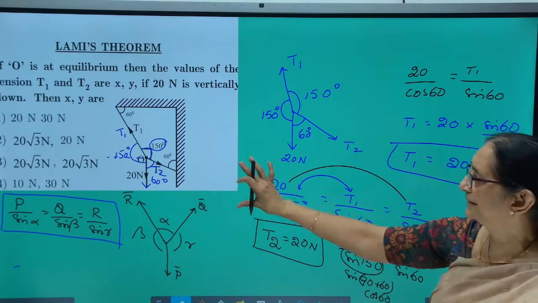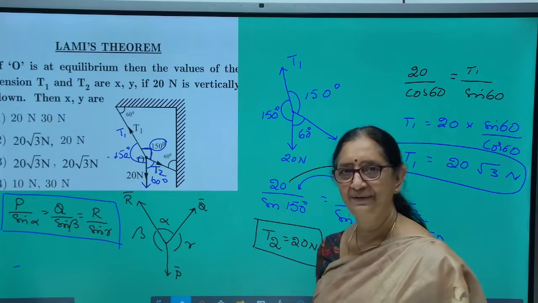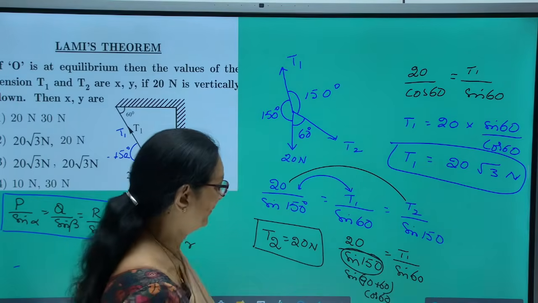So, this is the problem just based on Lami's theorem, right? Now, let us go to the next problem.